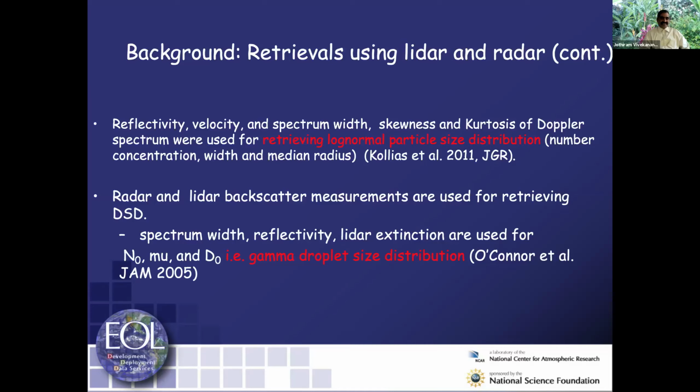For the radar and lidar backscatter, in most of the techniques they assume the droplet size distribution is a gamma distribution or log-normal or exponential. With that, they could come up with some retrieval technique. But it's an approximation. There are limitations in the current techniques for retrieving liquid water content and droplet size.